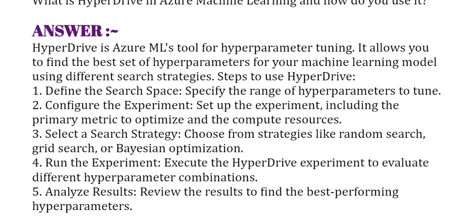Step 4. Run the experiment. Execute the Hyperdrive experiment to evaluate different hyperparameter combinations. Step 5. Analyze results. Review the results to find the best performing hyperparameters.